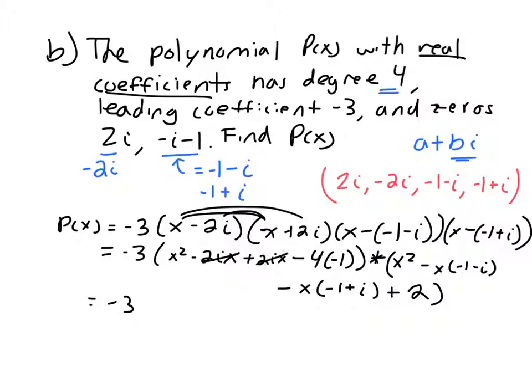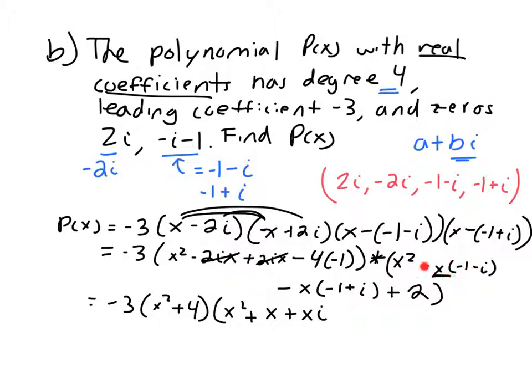These two terms cancel, and so you have x squared plus 4. And then over here, let's see, I have x squared. Let me go ahead and distribute this negative x here. So I'll have plus x, because it's times that -1. And then negative x times negative i, so negative xi. Okay, that's me distributing this in.